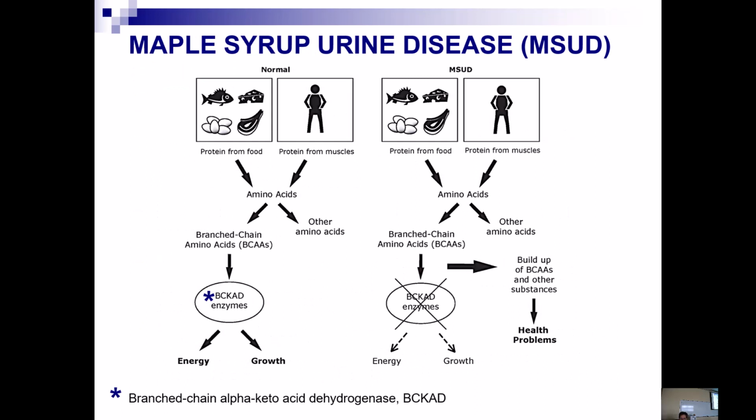This picture shows maple syrup urine disease, but all of these metabolic disorders are going to be very similar. You do not have to memorize this, but the BCKD enzymes break down the branched chain amino acids, allowing for energy and growth. When you have maple syrup urine disease or any of these deficiencies, you lack the enzymes you need to break down whatever is causing the problem. Because of that, you have a lack of energy and growth, and a buildup of the amino acids, which leads to health problems.